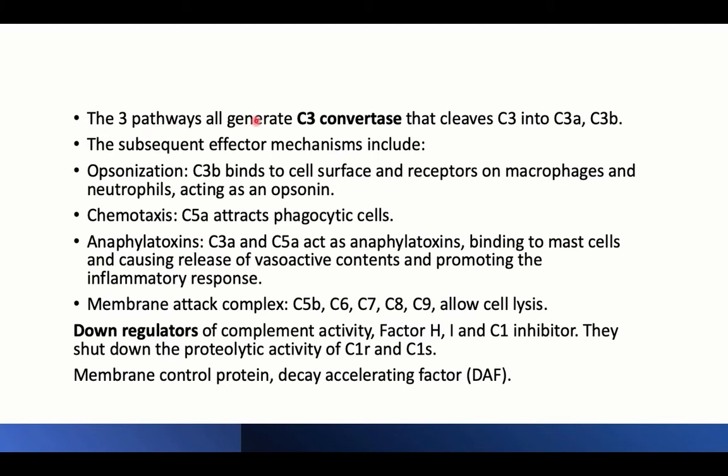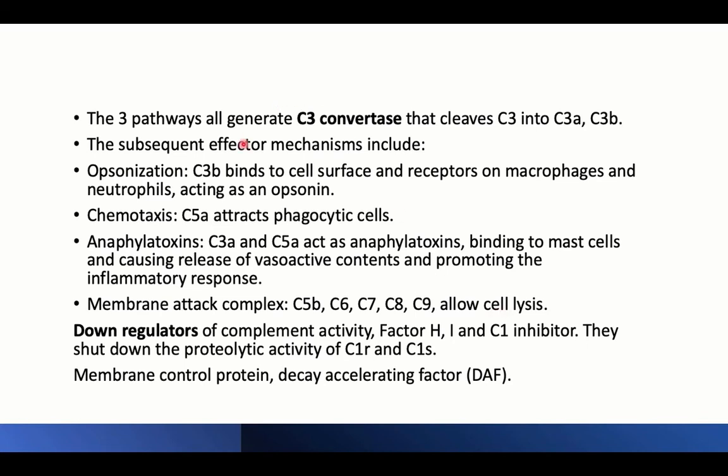So the 3 all generate C3 convertase, which cleaves C3 into C3a and C3b. Subsequent effector mechanisms include opsonization, chemotaxis, and anaphylatoxin, which will end by mast cell degranulation, and formation of the membrane attack complex. The membrane attack complex is formed by C5, C6, C7, C8, C9. So from C5 to C9, complement plasma proteins, called the membrane attack complex, are involved in cell lysis.